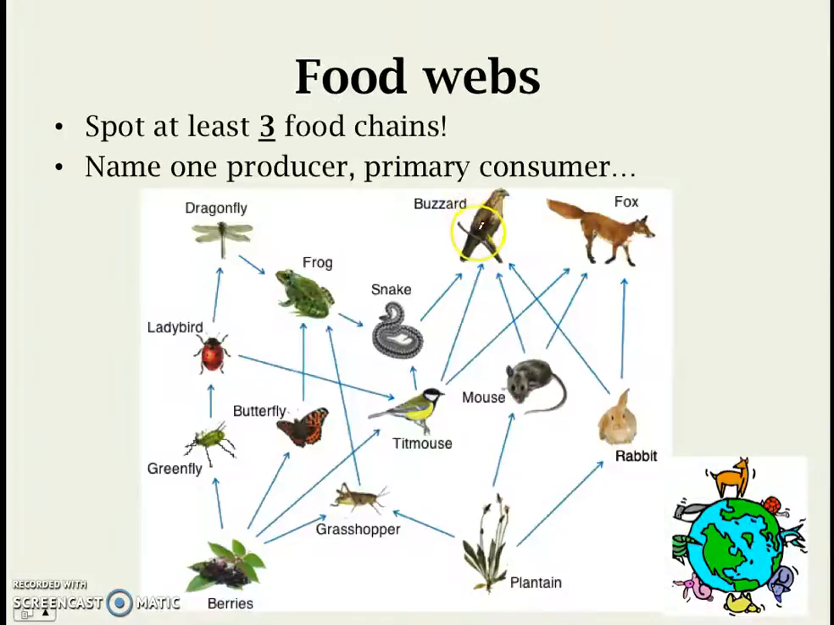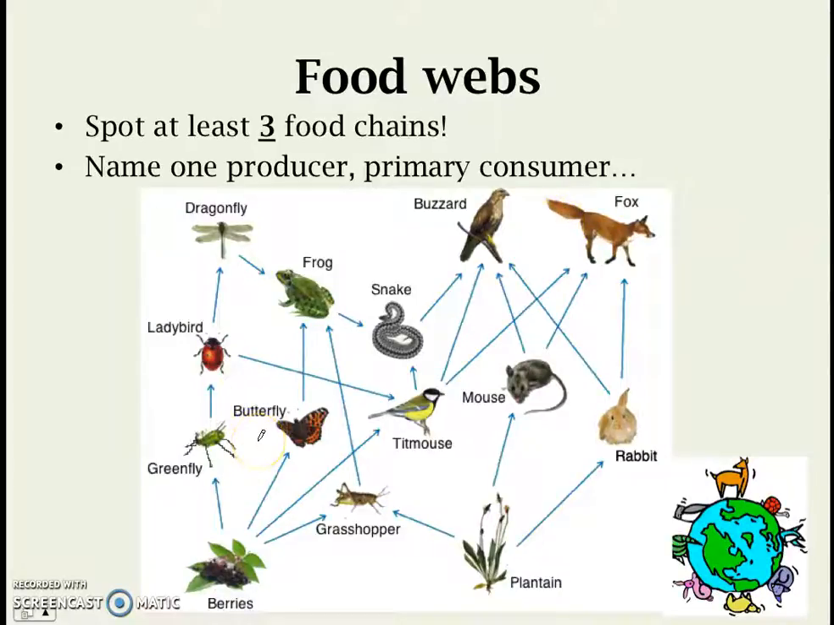So I want you to try this exercise here. We have this food web, which is basically made up of many food chains. I want you to spot at least 3 food chains. And I want you to be able to name in that food chain what the producer is, what the primary consumer is, and the secondary consumer. So try it, pause the video, and try it for yourself for a while.